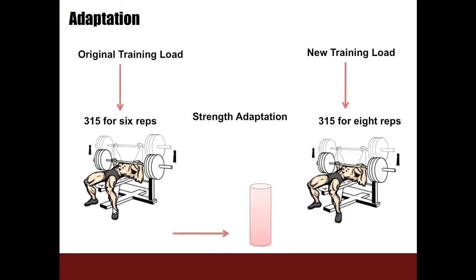So let's talk about adaptation. Here you have an individual who could bench press 315 for 6 reps. They train and they get a strength training adaptation to where they can actually lift 315 for 8 reps. So what do you think is causing that adaptation? Well, of course, one thing you know is that it could be what? Central, right? Neural. However, it also could very well be that this individual hypertrophied or increased in size.